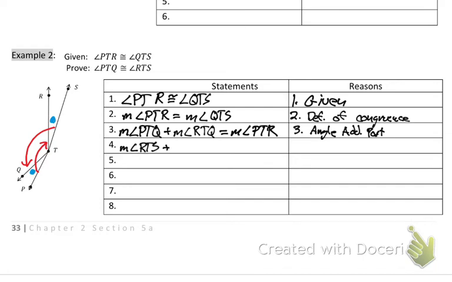plus the measure of, what's the bigger angle? What am I adding to this one? Not the completely big angle. I'm adding RTS to what angle? STQ. I'm adding to equal that. So we're trying to make that measure of angle STQ. What do I add? I have that small angle plus that medium angle. What's that medium angle? Yeah, QTR. So QTR is this one here.